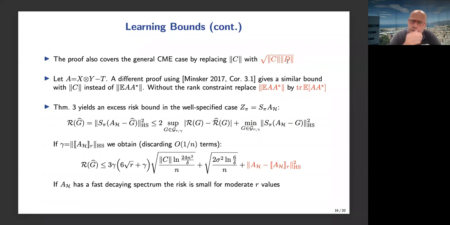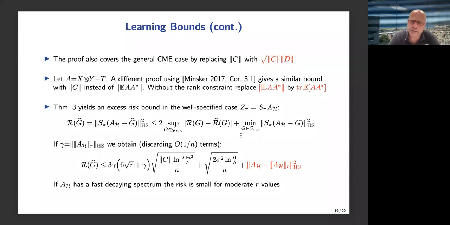Then in the paper, we also discuss how we can use another technique from this paper to derive an analogous bound, which is a bit more complicated because it contains what is called the effective rank of the operator. But on the other hand, it allows us to compare our estimator to Tikhonov regularization, the estimator which doesn't use the rank constraint. And finally, using the bound that I presented, we can also derive excess-risk bounds.